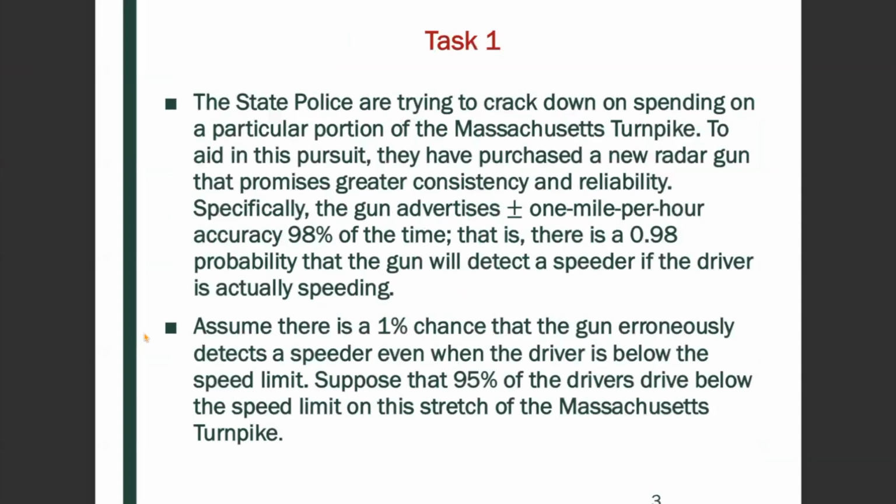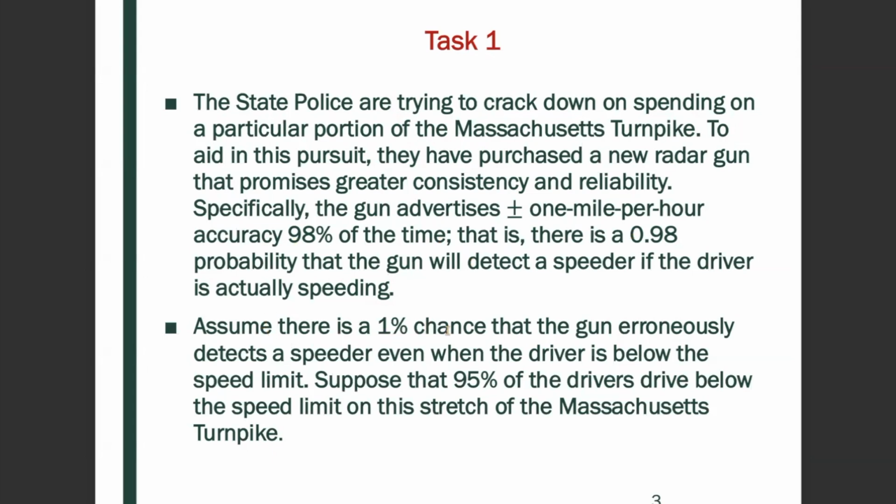Task 1. The state police are trying to crack down on speeding on a particular portion of the Massachusetts Turnpike. To aid in this pursuit, they have purchased a new radar gun that promises greater consistency and reliability. Specifically, the gun advertises plus minus 1 mile per hour accuracy 98% of the time. That is, there is a 0.98 probability that the gun will detect a speeder if the driver is actually speeding.